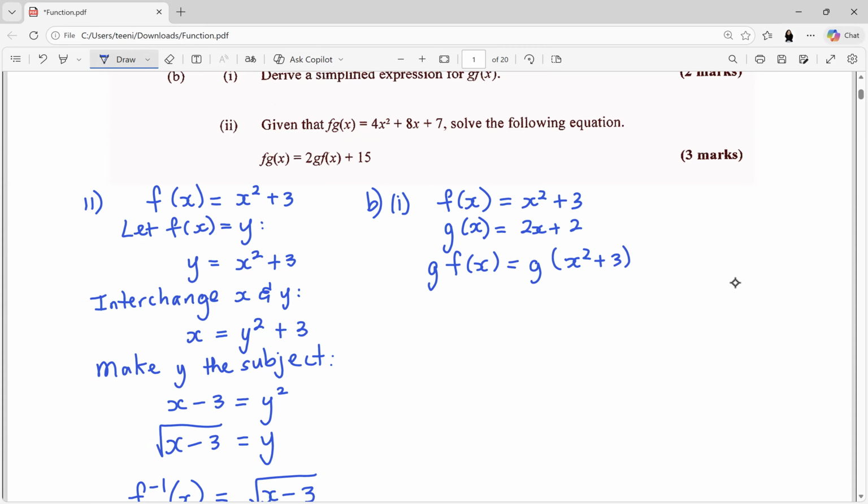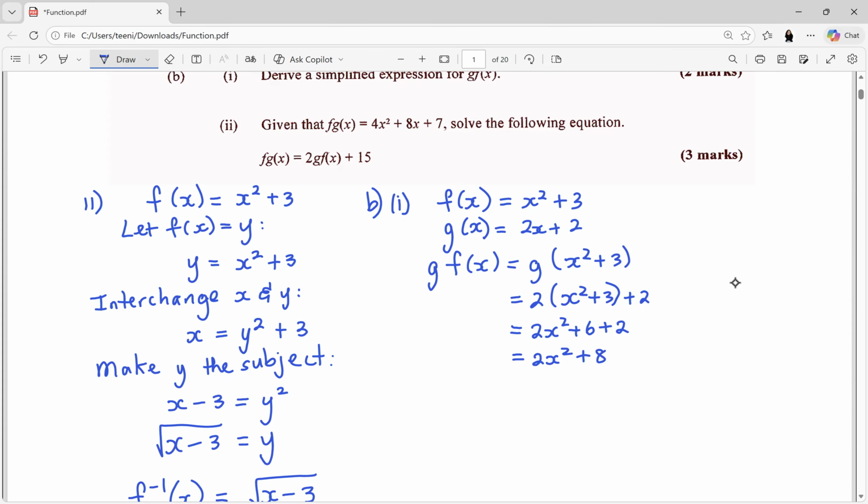So what would it be? Miss, it will be 2 open brackets, x squared plus 3, plus 2. That's right. And now we simplify. So Miss, that would be 2x squared plus 3. No, plus 6, because you have to multiply 2 by 3 as well. Oh yeah, I forgot. Plus 6, plus 2, and that would be 8. So 2x squared plus 8.